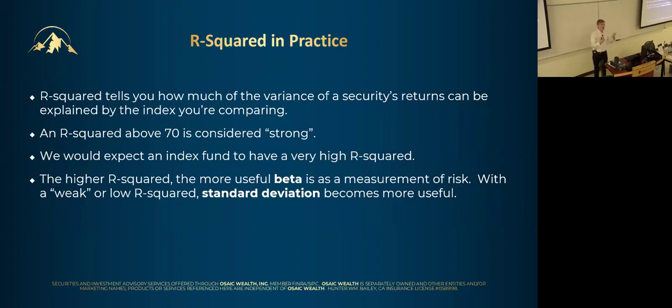So now beta is not a useful measurement of risk, because beta is relative to the thing you're comparing it to. So if you're different than the thing you're comparing it to and you've got a really high beta, sure, it's a measurement of risk, but it could also just not be super useful because the similarity between those two products is not very close. So if you're using a relative measurement, that starts to break down if the returns are not similar. So with a weak or low R squared, standard deviation becomes more useful. We'll talk about that one in a second.